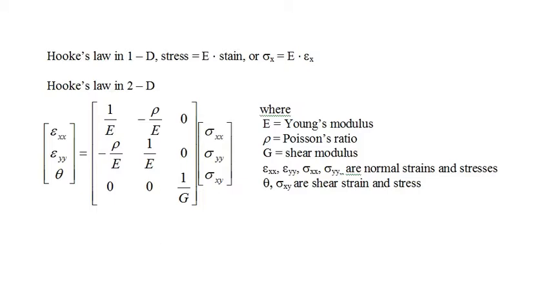Similarly, a horizontal stress, sigma yy, produces a horizontal strain that equals 1 over E times sigma yy, and a vertical strain of minus P over E times sigma yy. Normal stresses do not produce any shear strain, and shear stress does not produce any normal strain. A shear stress, sigma xy, does produce shear strain equal to 1 over G times sigma xy.